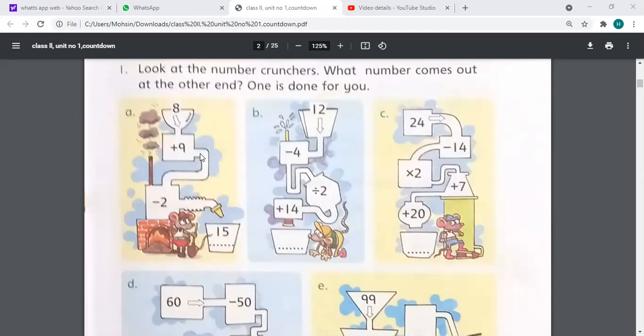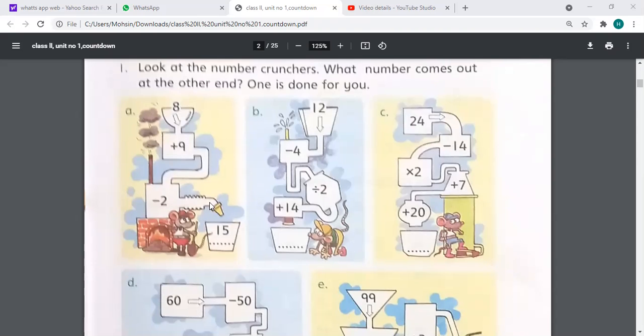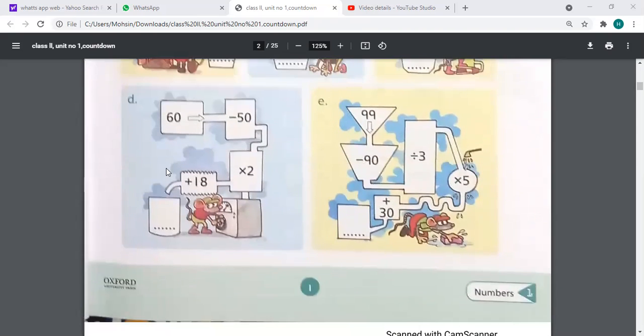And if we minus 2 from 17, what do we get? 17 minus 2 means we have to go back 2 times. After 17, before 17, 16, then 15. So what is the answer? 15. Now you can do all these parts by using these signs. Now I'm going to do part D for you on the board.